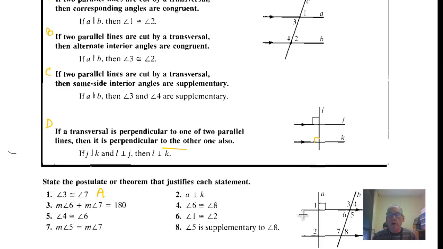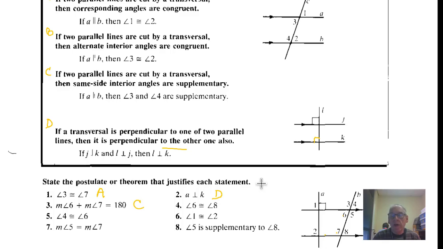Let's look at number 2, A perpendicular to K. If A is perpendicular to K, they're showing us in the diagram that A is perpendicular to I, or it's either I or J, which is parallel to K. So using D, if a transversal is perpendicular to one of two parallel lines, it's perpendicular to the other one also, is the one that works to let us say that A must be perpendicular to K. So D goes with that one. Number 3, the measure of 6 and 7 is 180. 6 and 7 are a pair of same side interior angles. So same side interior angles theorem is C.